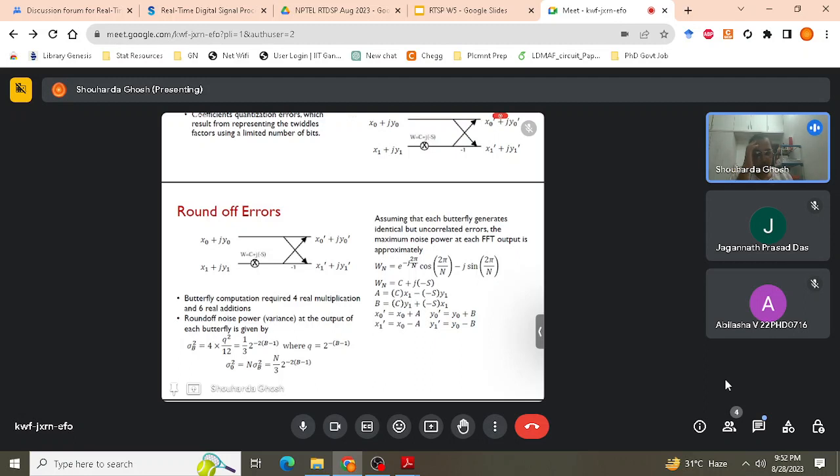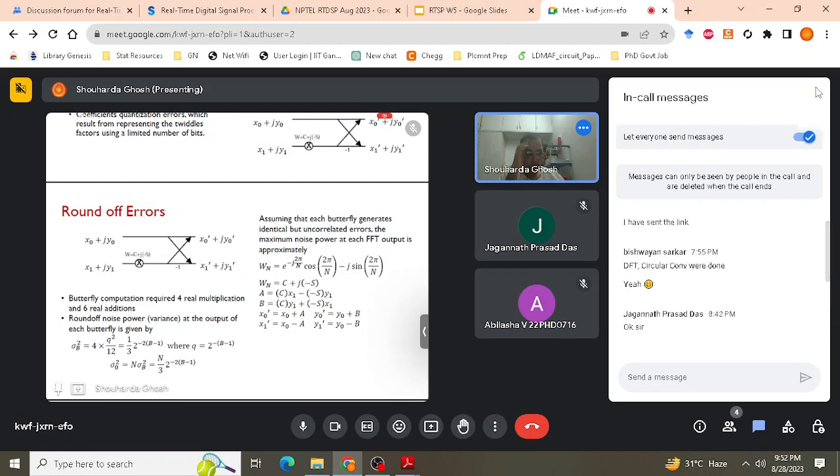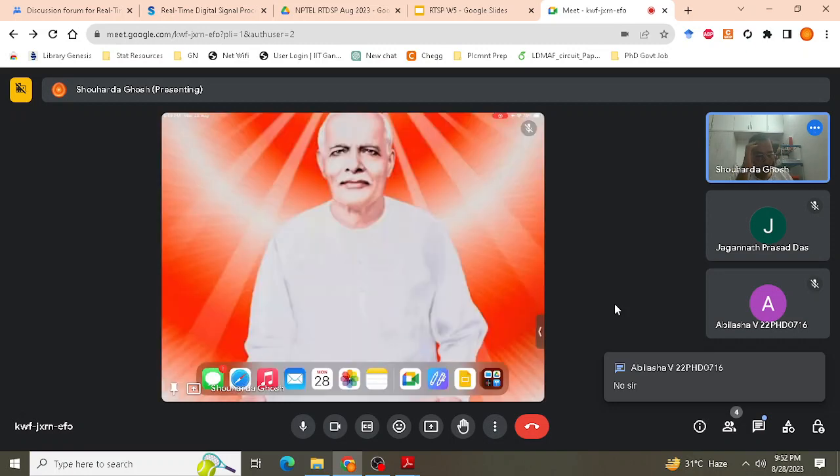Any confusion in this, how this noise is coming? Jagannath, Abhilasha? Any idea, everything clear how this noise is coming? Okay, you want to know how this noise is coming? Good, I'm glad that you asked it.